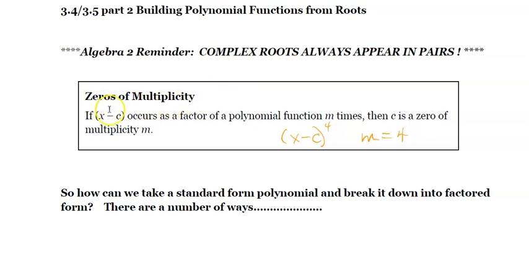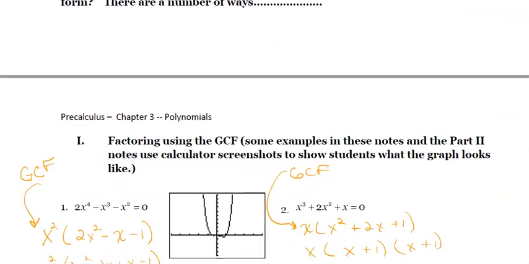In terms of the zeros of multiplicity, if x minus c, which is a factor, occurs in the function m times, then c is a zero of multiplicity m. So in my example here, this factor occurs m times, and my m is 4. Therefore, this has a multiplicity of 4. Okay, so let's look down a little bit more.